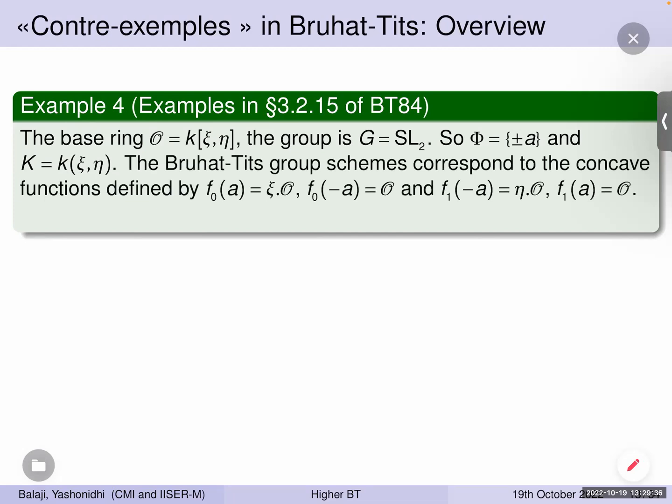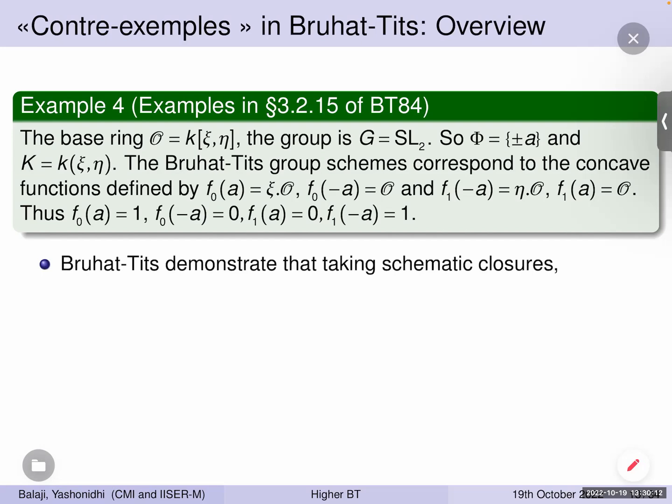The Bruhat-Tits group scheme corresponds to the concave functions defined by f0 of A is CO, f0 of minus A is O, f1 of minus A is eta O, and f1 of A is O. I have written this just to imitate what Bruhat-Tits have written, but we can write it in our language. Thus, f0 of A is 1, f0 of minus A is 0, f1 of A is 0, and f1 of minus A is 1.